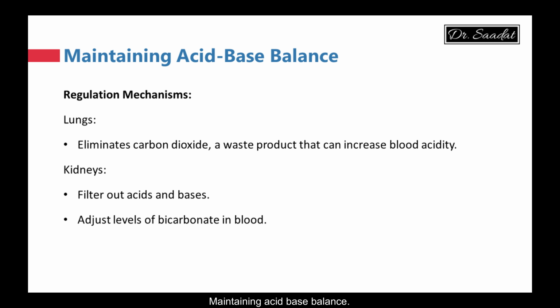Maintaining acid-base balance. Our bodies have several ways to regulate acid-base balance. These include breathing, which helps us get rid of carbon dioxide, a waste product that can make our blood more acidic. Our kidneys also play a role by filtering out acids and bases and adjusting the levels of bicarbonate in our blood.